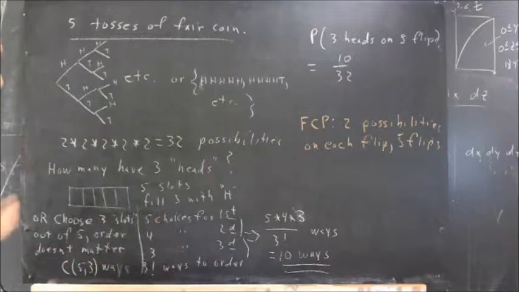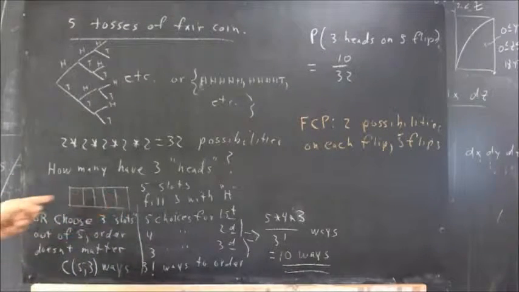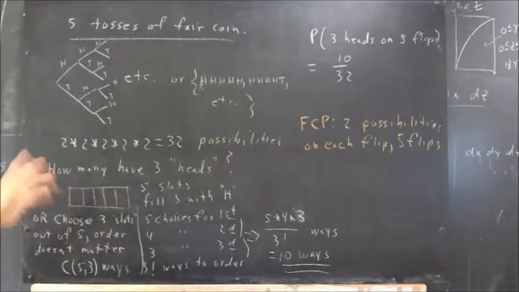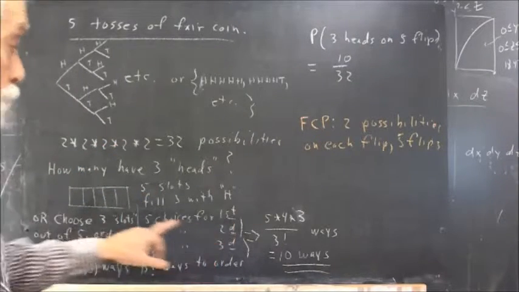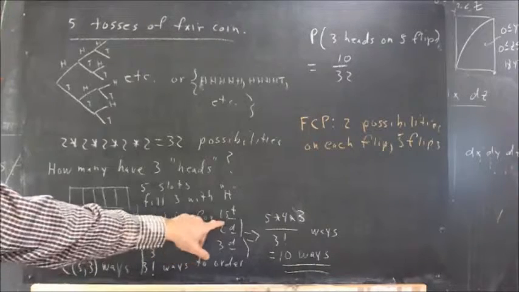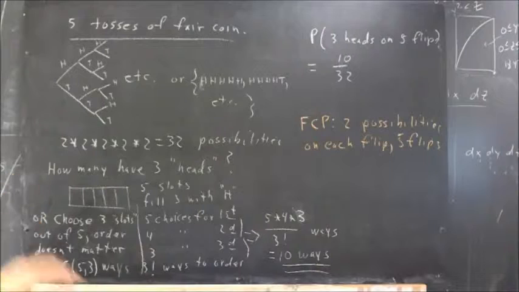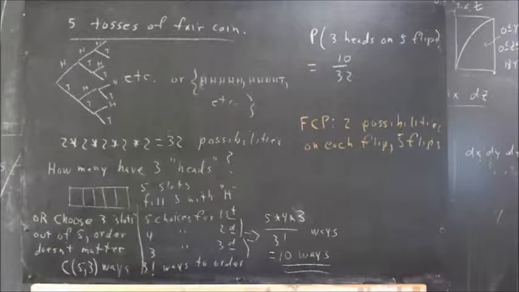Well, we're going to pick the first slot. Which one of these slots do you want to fill with the first head? Could be any one of the 5. So there are 5 choices for which of the slots is the first to get the head. And having chosen that, there are 4 choices for which slot gets the second head. And then 3 choices for the third slot to get a head.